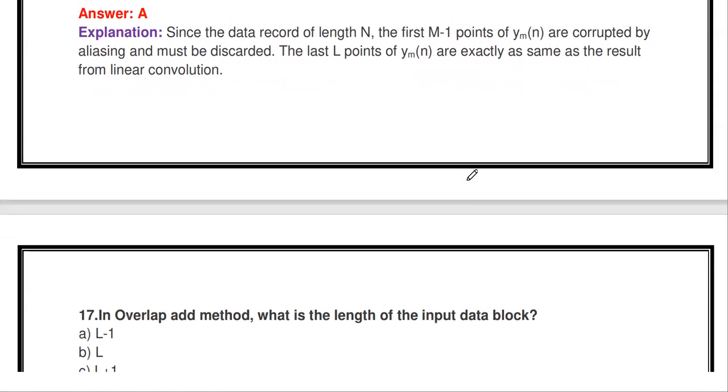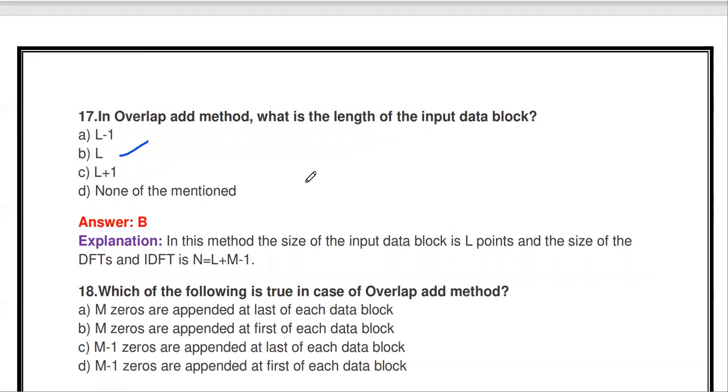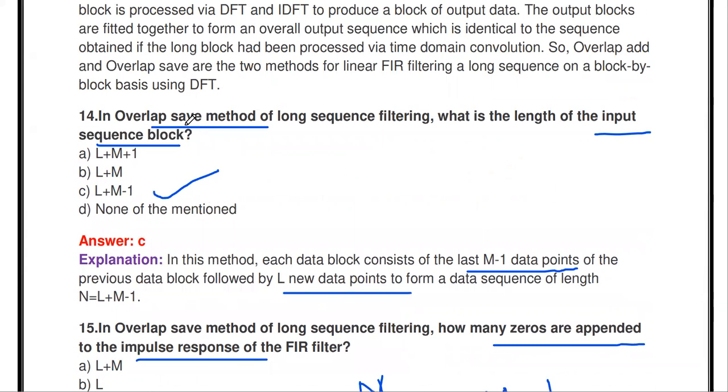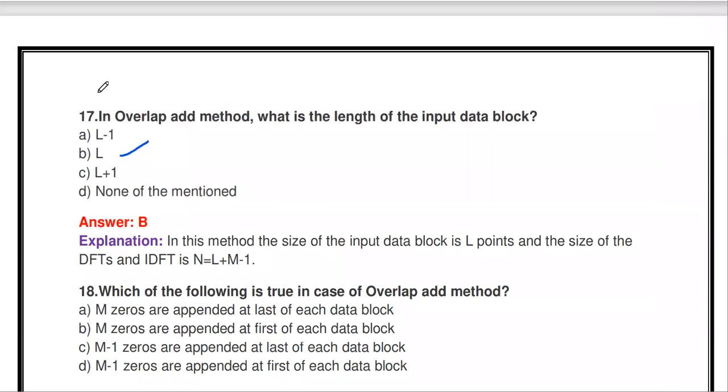The next one: in the overlap add method, what is the length of the data block? The length of the data block is L. In the overlap save method, the length of the input sequence is L plus M minus 1. In the overlap add method, the length of the input data block is L.